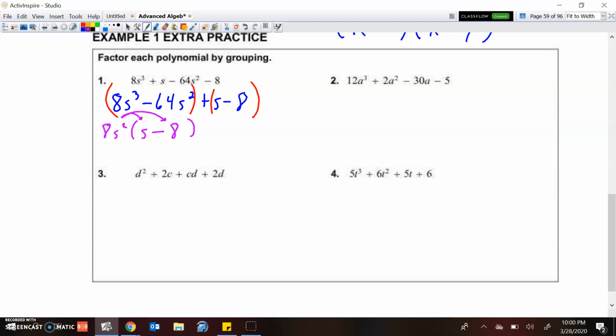Now let's look at the next one. The next binomial, I notice already this is s minus 8 and that's s minus 8, so I really don't have to do anything. Plus, there's nothing I can factor out of s minus 8. So if I want, I can rewrite it just so I understand it clearly as plus 1 times s minus 8. So when I rewrite my final answer, s minus 8 is one binomial, and then 8s squared plus 1 is the second. So reiterating, whenever I pull the second one, it comes from here and here. Okay? All right, let's try number 2.